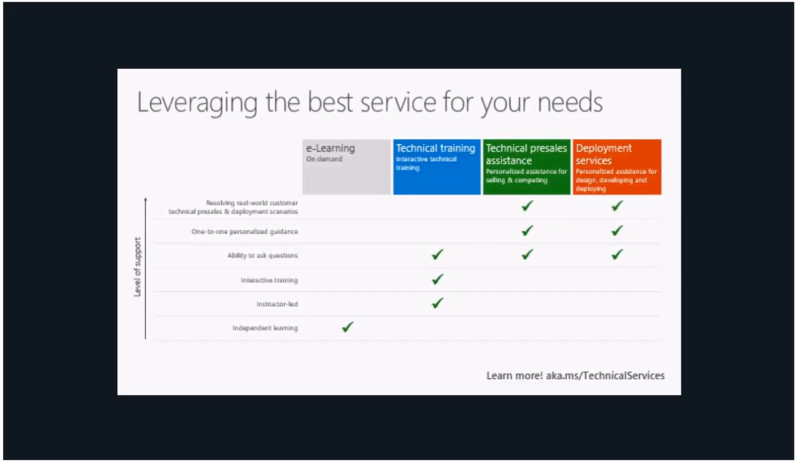So this picture gives you an overview of how those benefits are grouped. With e-learning, it's on demand. With technical training, it's interactive. But with technical pre-sales assistance, you get help with resolutions to more real world customer problems and deployment scenarios. And you also have deployment services, which does the exact same thing. You can get one-to-one personalized guidance as well.